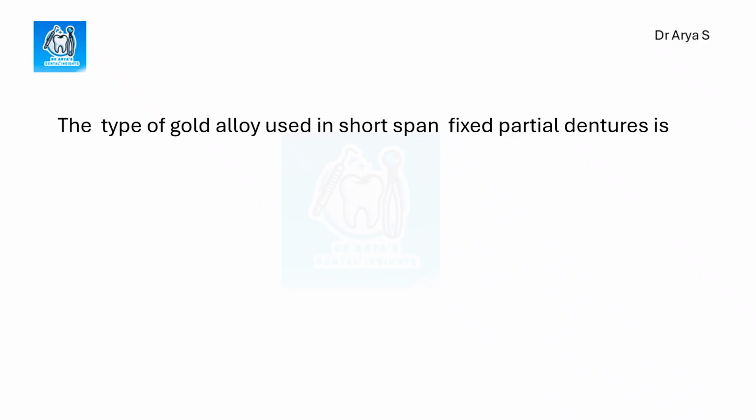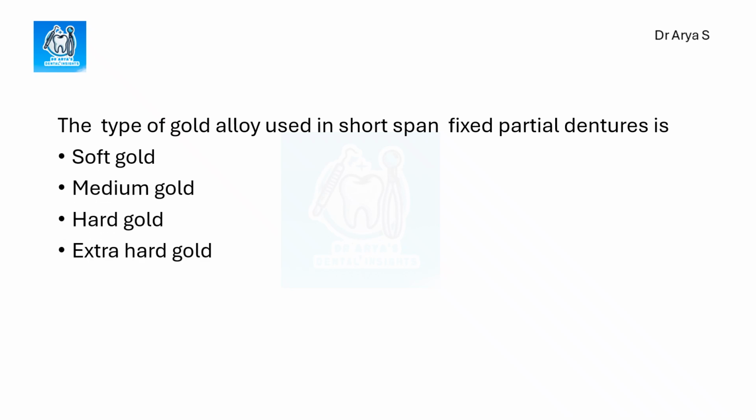Type of gold alloy used in short span FPD. Soft gold, medium gold, hard gold or extra hard gold. Here the answer is hard gold.